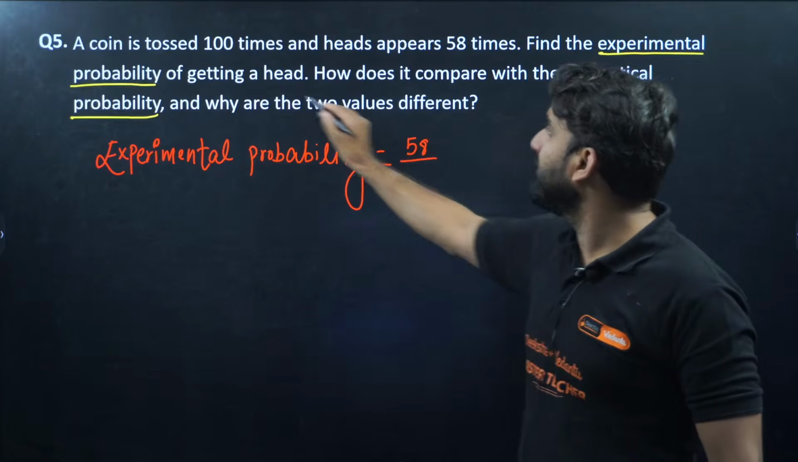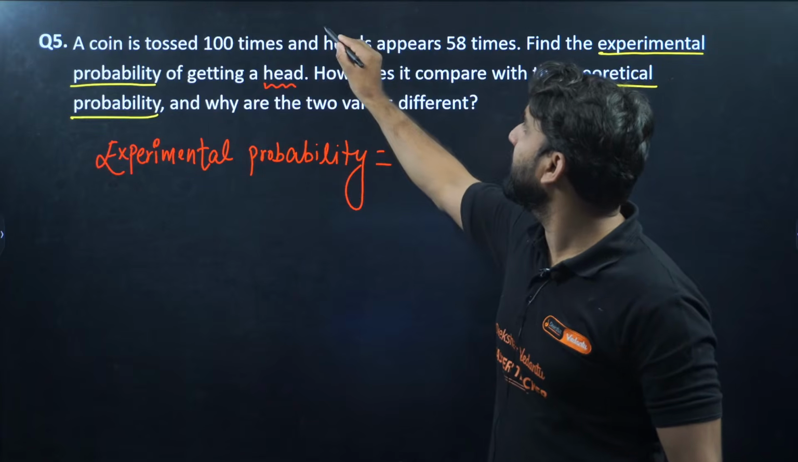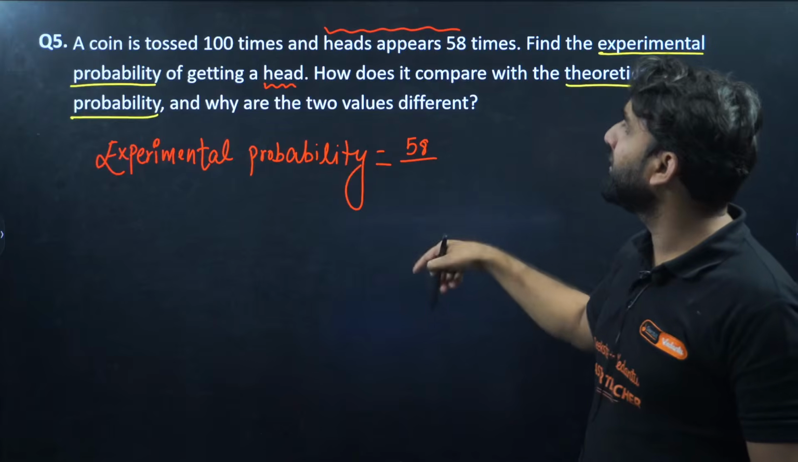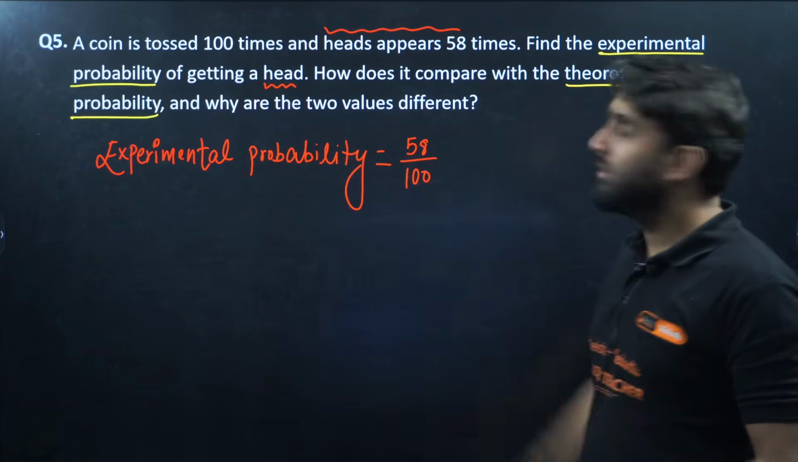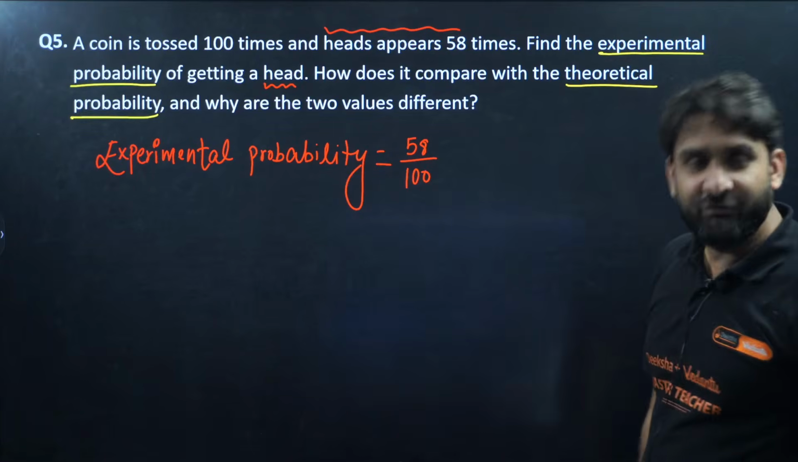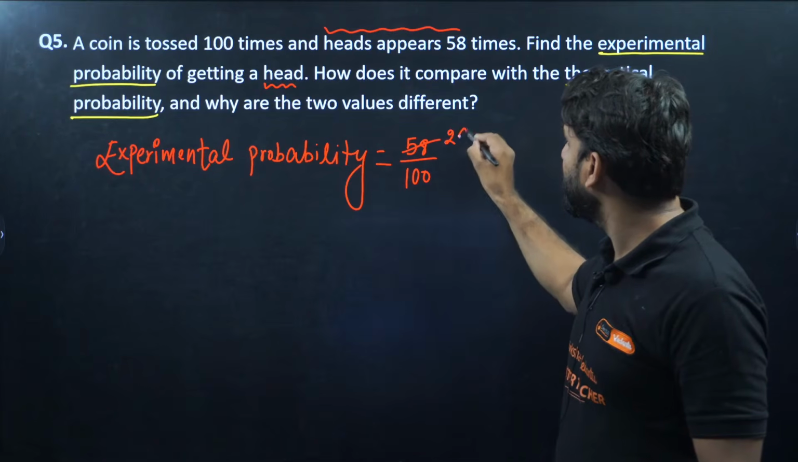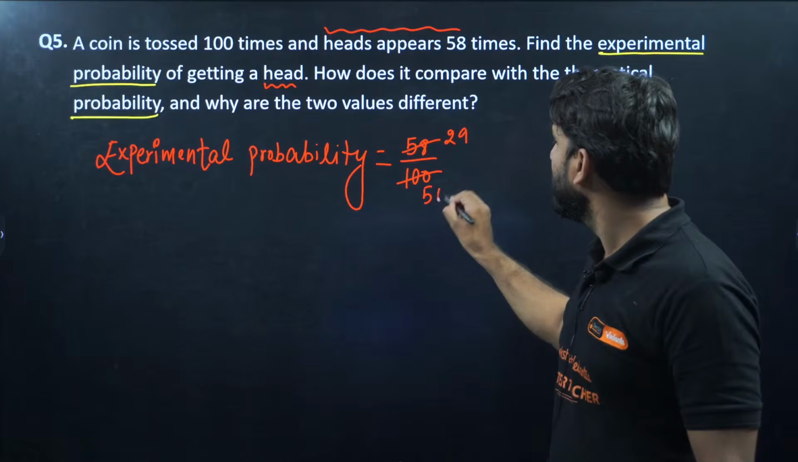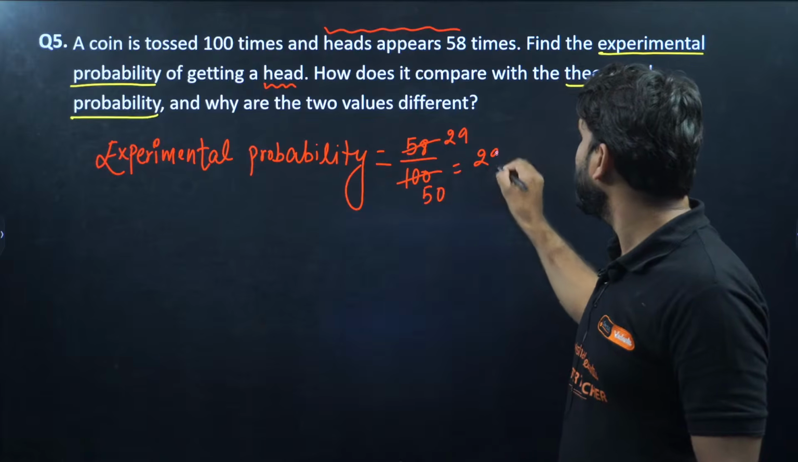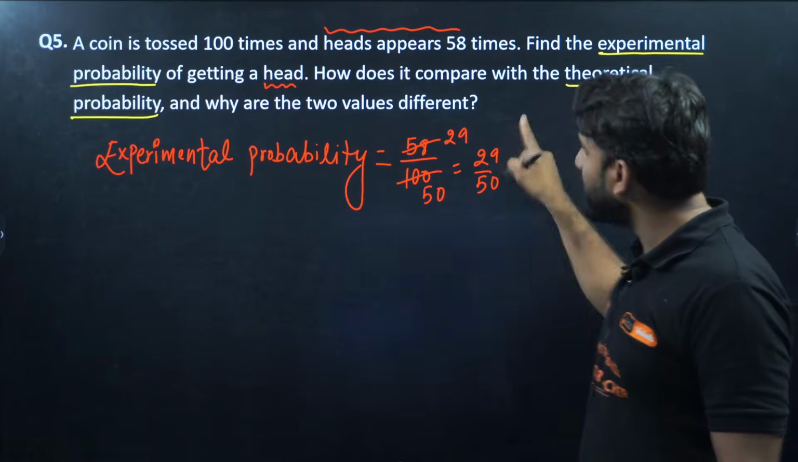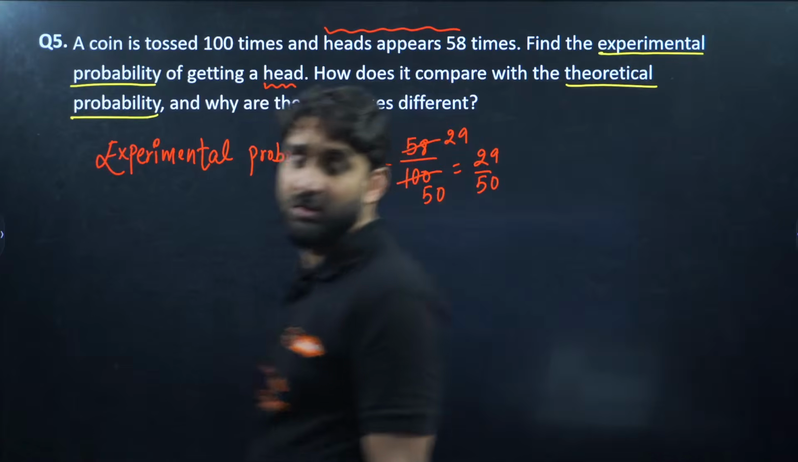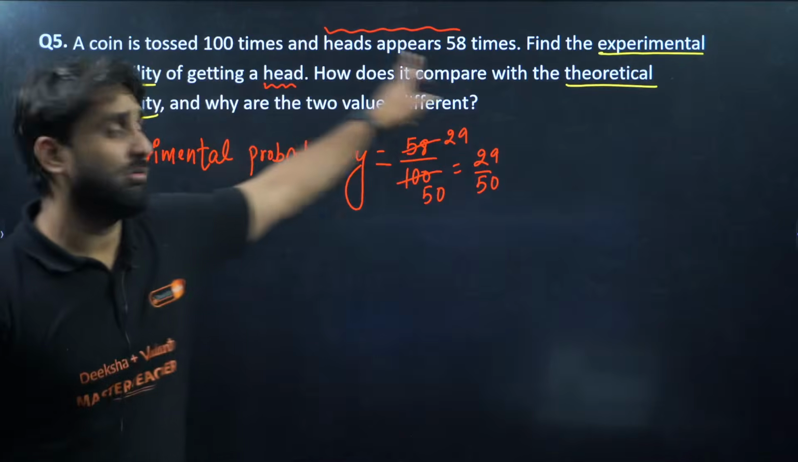Number of favorable outcomes, we are talking about head. And how many times does head appear? 58 times. So number of favorable outcomes divided by total number of trials, so 58 divided by 100. Now can we please cancel this? 2 into 29 is 58, and this is 50. So we have 29 divided by 50. This is your answer, the experimental probability, because this probability is of this particular experiment.